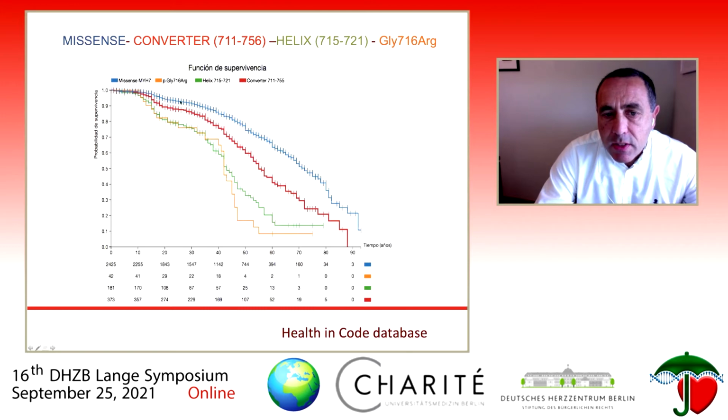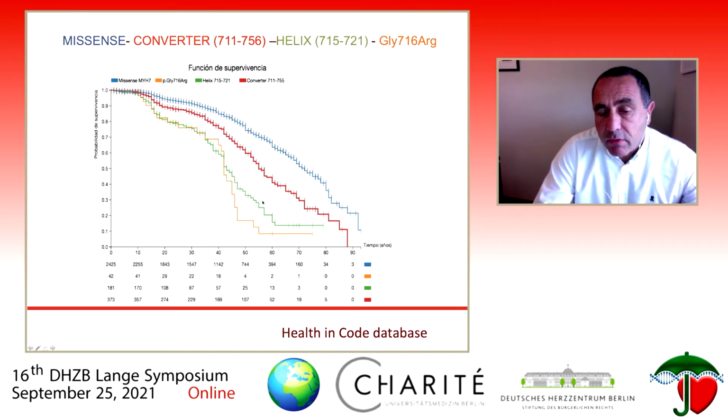And you see here, this is the whole gene, all the missense mutations. These in red are missense mutations in the converter domain. 711 to 756 are the amino acids encompassed by this domain. These in green are the mutations in the helix, 715, 721, and this is our mutation. So what you see here is clearly within the converter domain, there is a region that is very relevant. And it's interesting because this region is a target of the new drugs for treatment of hypertrophic cardiomyopathy.